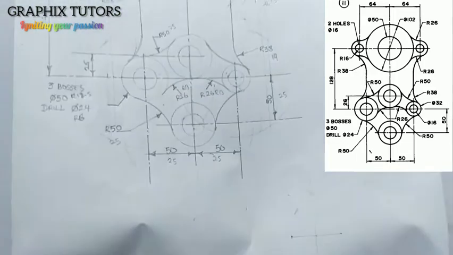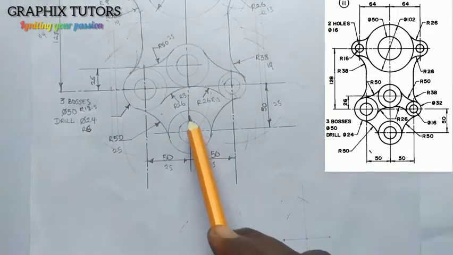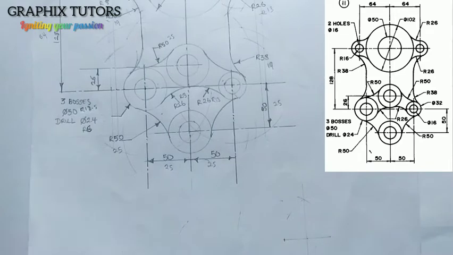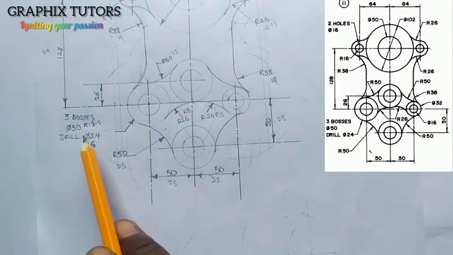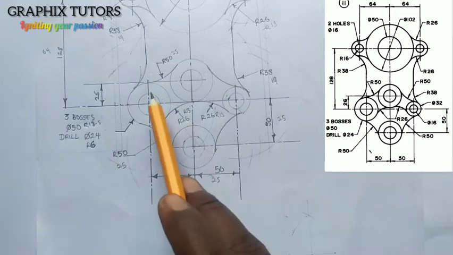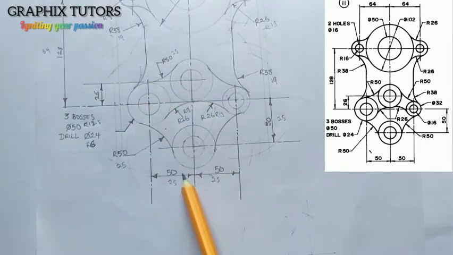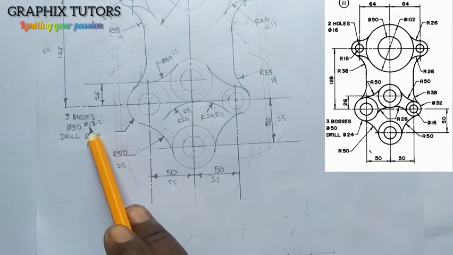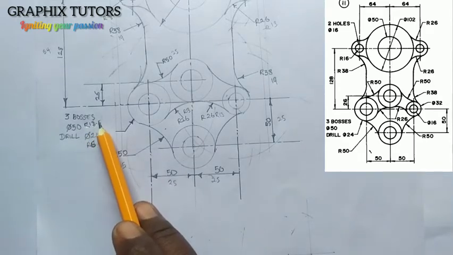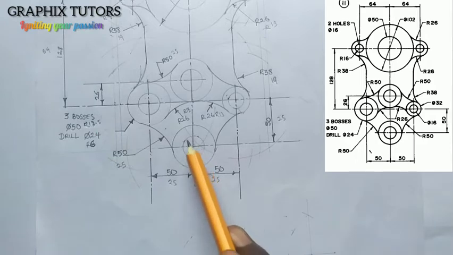But what is the dimension? What is the radius of this circle here? If you look at it now from the left here, you see 3 buses. This is the buses here, and their diameter is 50. So the radius I'll be using, just like I said earlier, will be 12.5. So I'll use 12.5 to draw these 3 circles.